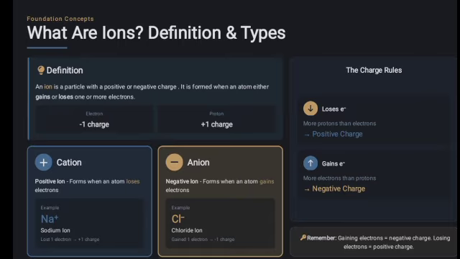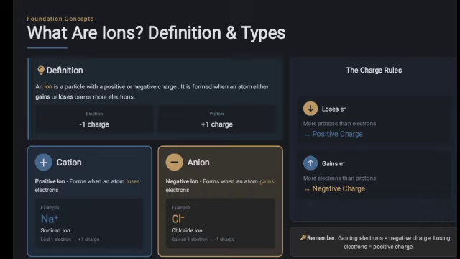So moving quickly towards your first topic, that is, what are ions? Firstly, we will focus on its definition. An ion is a particle with a positive or negative charge. It is formed when an atom either gains or loses one or more electrons. So an ion is a particle with a positive or a negative charge.